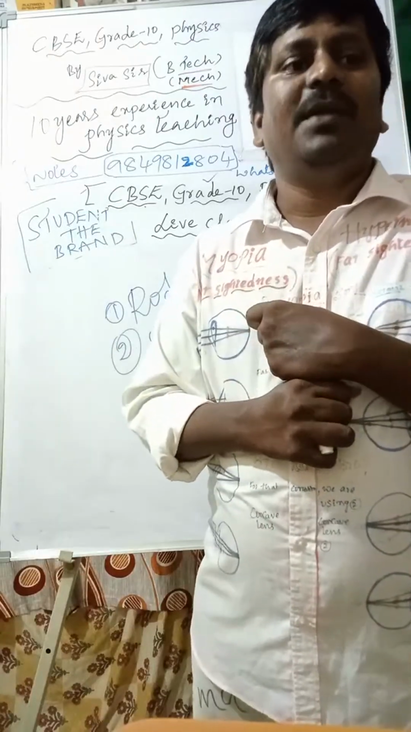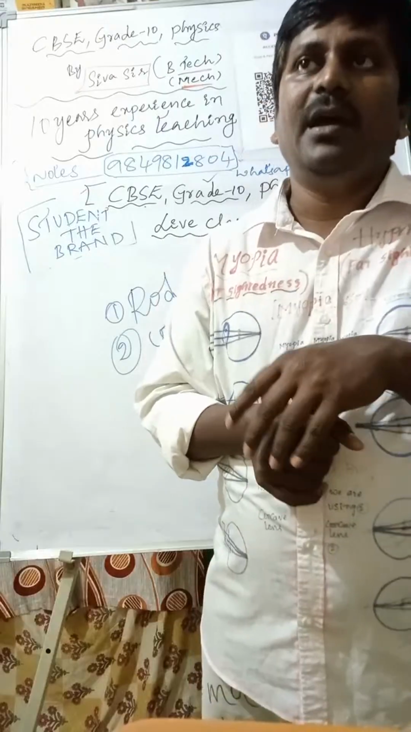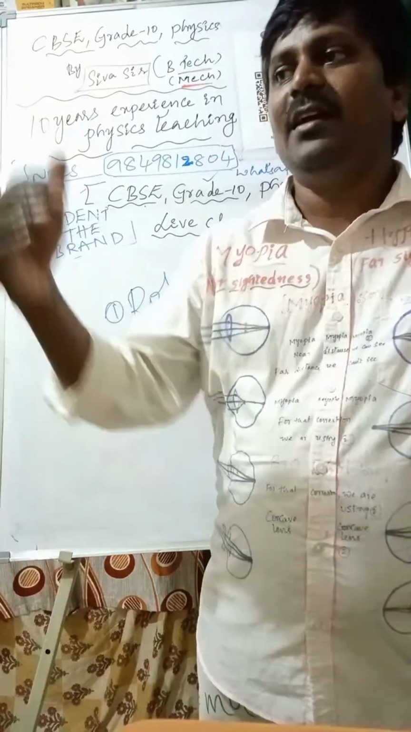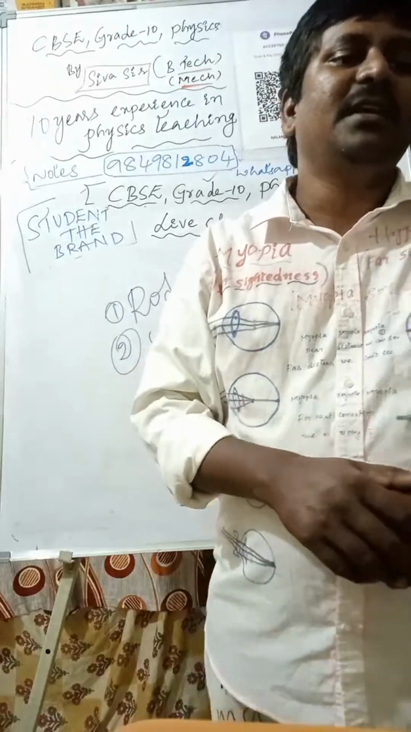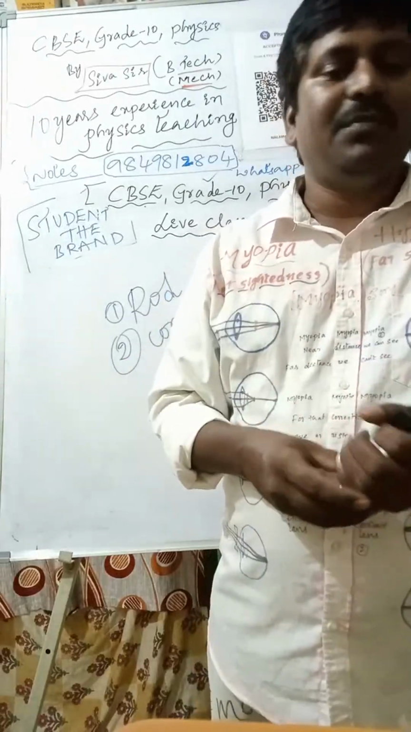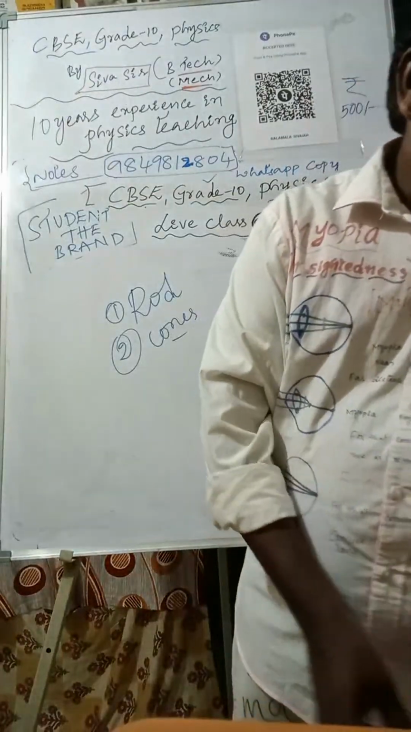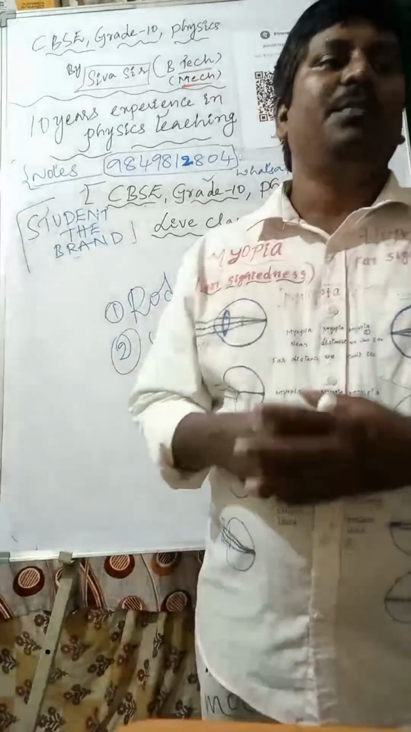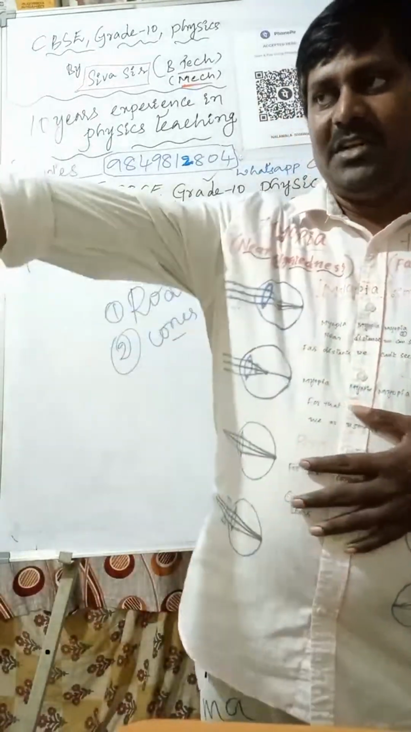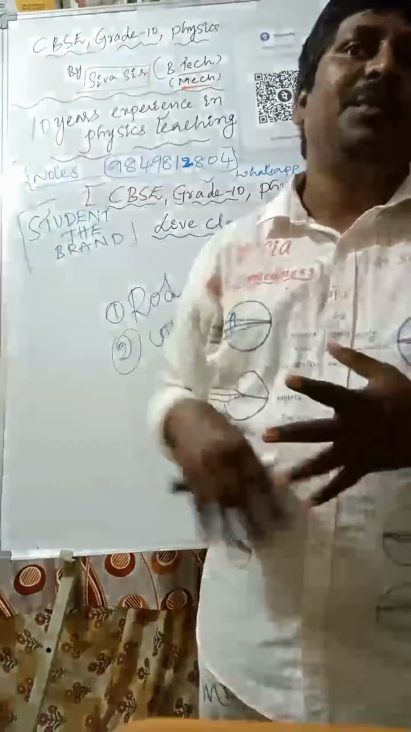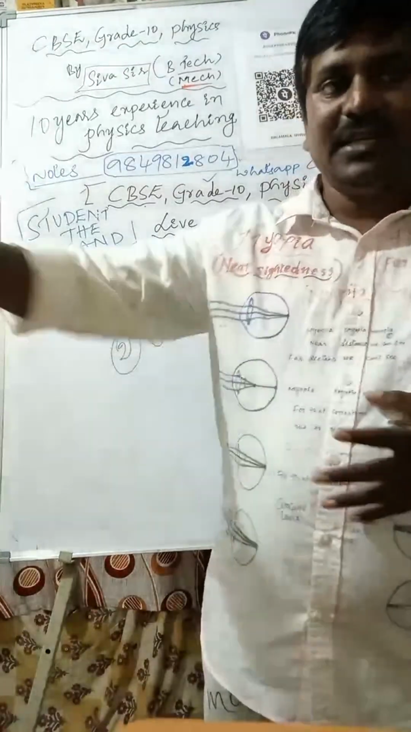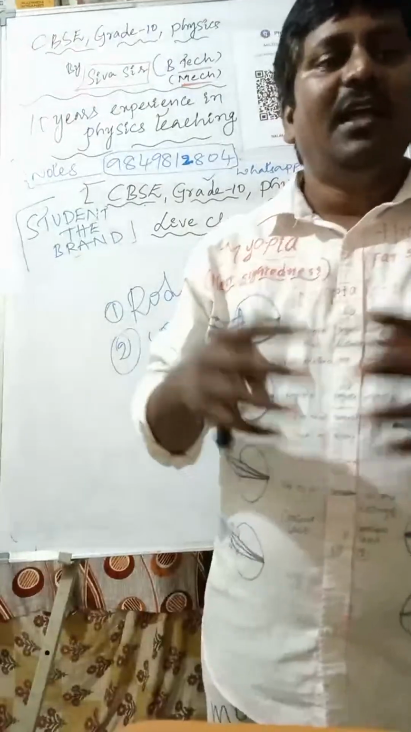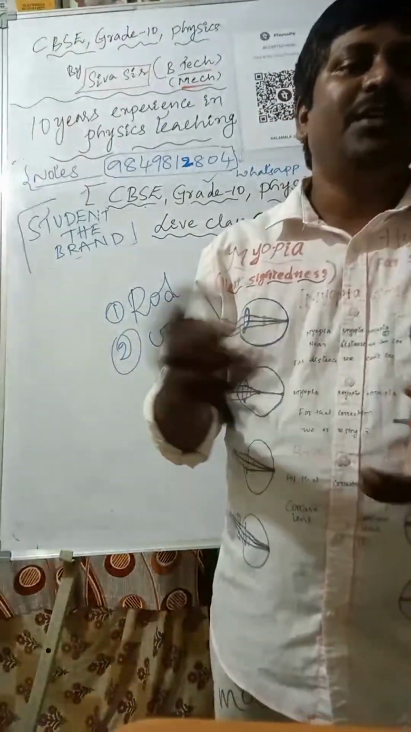Next, that is about human eye parts and function. Next: myopia, hypermetropia, presbyopia. Myopia is where the person is able to see near distance objects but can't see far distance objects. For correction of myopia, we use a concave lens. Hypermetropia is where the person is able to see far distance objects but can't see near distance objects. For correction of hypermetropia, we use a convex lens.